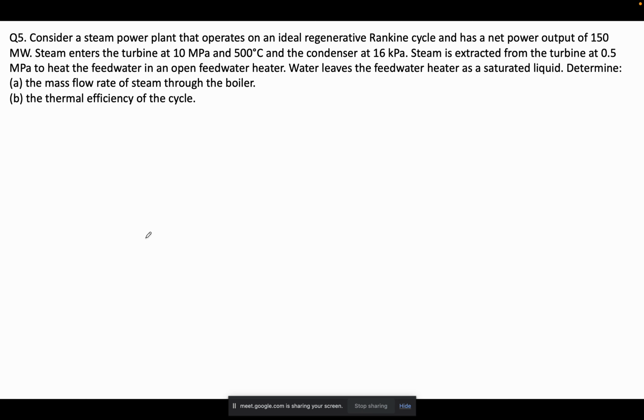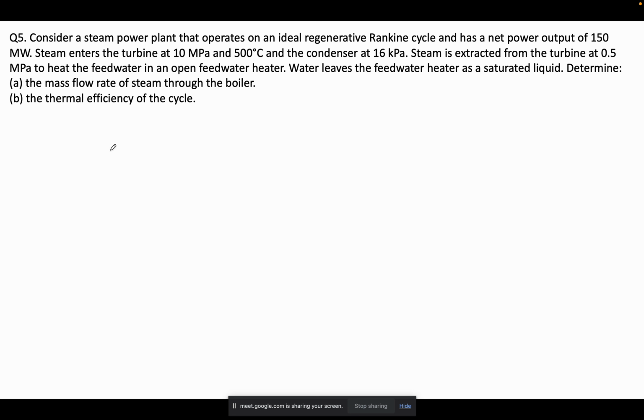Okay, next, consider a steam power plant that operates on an ideal Rankine cycle and has a net power output of 150 megawatt. Steam enters the turbine at 10 megapascal and 500 degrees Celsius and the condenser at 16 kilopascal. Now steam is extracted from the turbine at 0.5 megapascal to reheat the feed water in an open feed water heater, and the water leaves the feed water heater as a saturated liquid. Determine the mass flow rate of the steam through the boiler and the thermal efficiencies of the cycle.